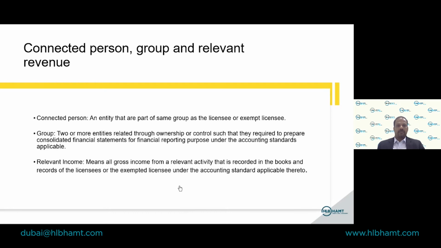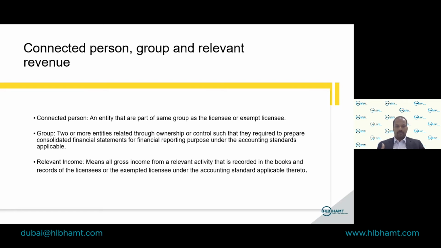So if you see connected person, an entity that is part of the same group as a licensee or an exempt licensee. But again, the group is defined as two or more entities related through ownership or control such that they are required to prepare consolidated financial statements for financial reporting purposes under the accounting standards applicable. Very important. Group was not defined earlier, now they defined. Any two or more entities who are supposed to consolidate the financial statements based on the accounting standards applicable.